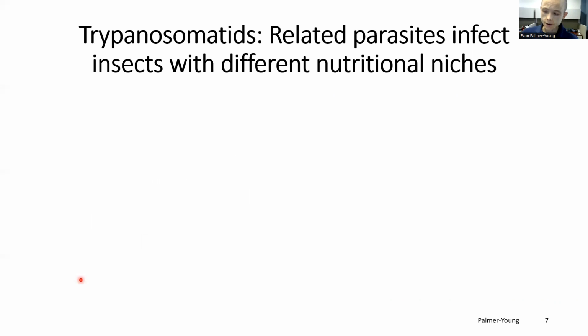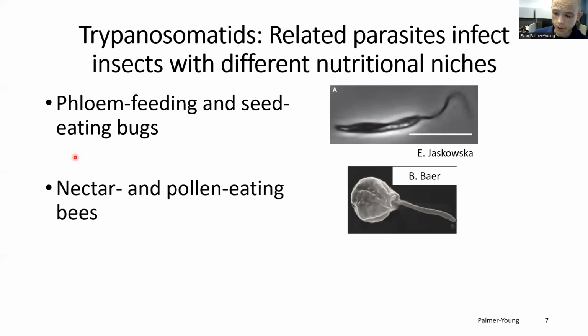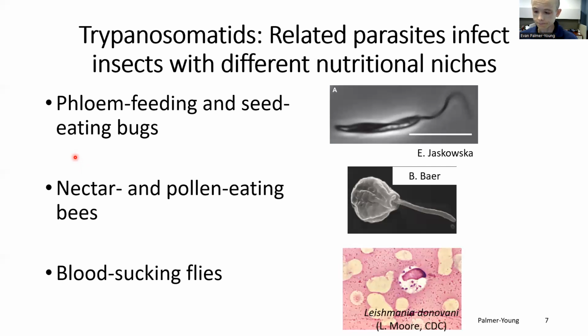The trypanosomatids of insects provide an ideal family for comparing the tolerance of related parasites that infect hosts with differing body temperatures, gut chemistry, and diet chemistry. This family of protozoans includes species that infect hosts from a variety of nutritional niches, including phloem-sucking bugs, nectar and pollen-eating bees, and blood-sucking flies.